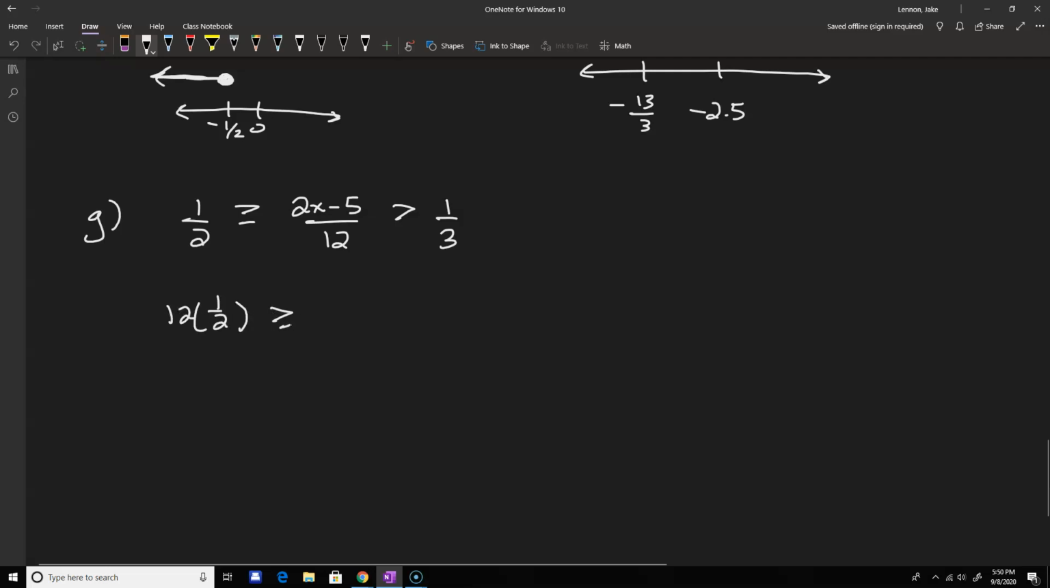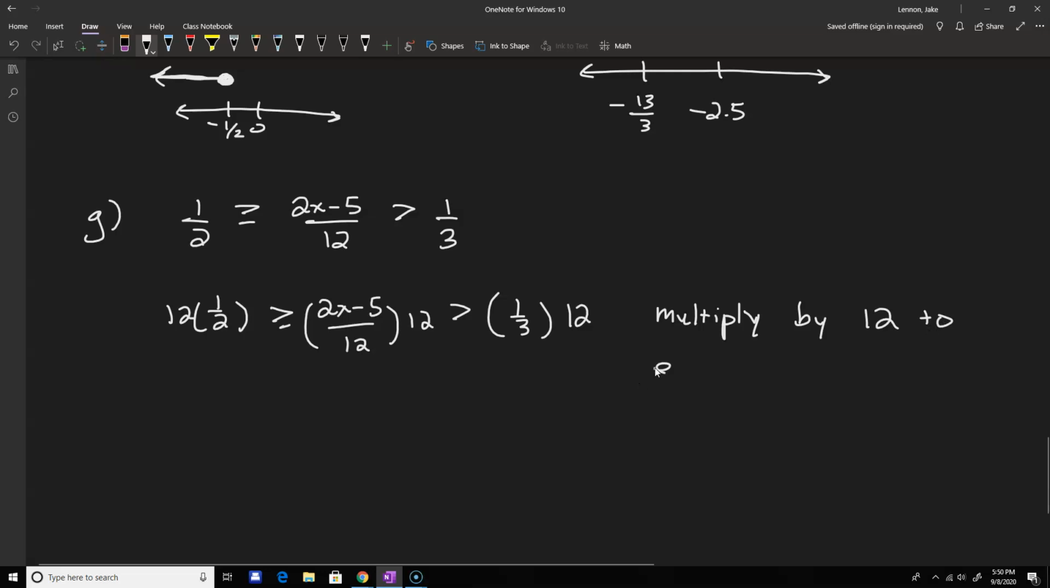So 12 times a half is greater than or equal to 2x minus 5 over 12. This will also be multiplied by 12, and then multiply the 1/3 by 12. So what we're doing here is multiplying all parts by 12 to eliminate fractions temporarily. Okay, so now we can simplify. We end up with 6 being greater than or equal to just the 2x minus 5. The denominator of 12 cancels, and then this is greater than 4.